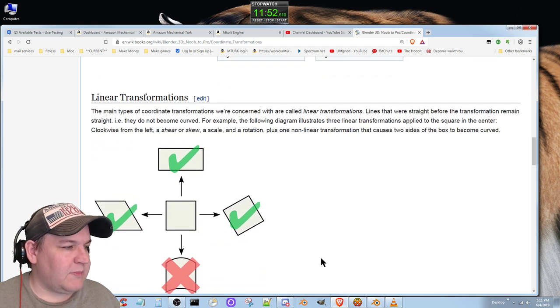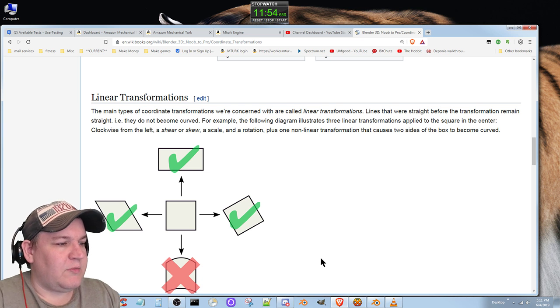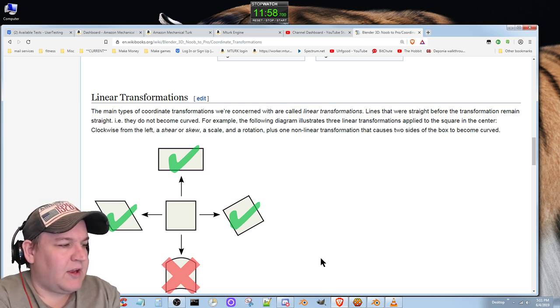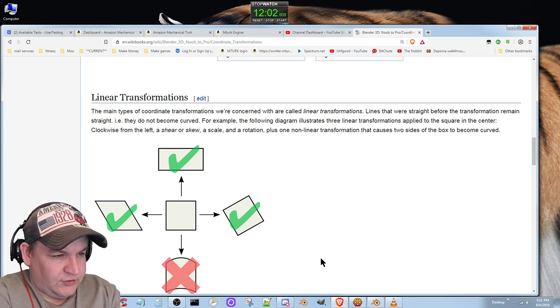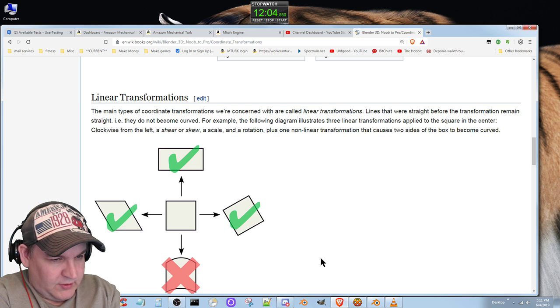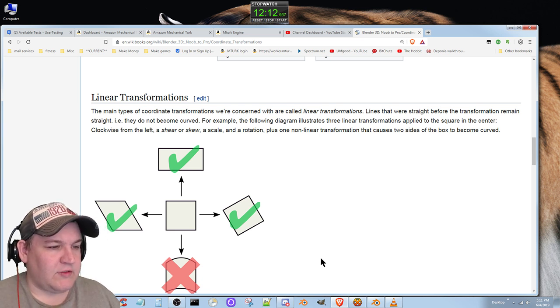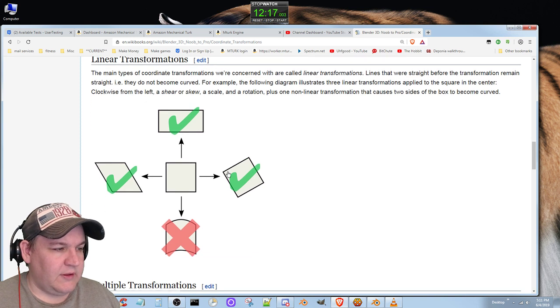Linear transformations. The main types of coordinate transformations we'll be concerned with are called linear transformations. Lines that were straight before the transformation remain straight, i.e. they do not become curved. For example, the following diagram illustrates 3 linear transformations applied to a square in the center. Clockwise from the left: a shear or skew, a scale, and a rotation. Plus one non-linear transformation that causes 2 sides of the box to become curved. So you can do all this kind of cool stuff, but you can't do that.